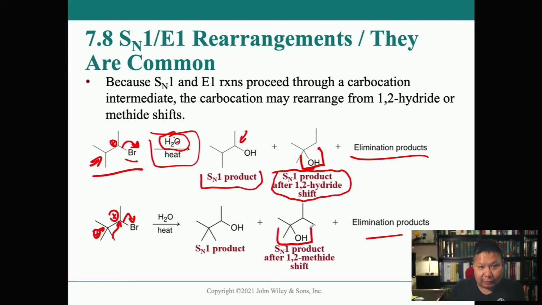And that's how we end up with this shift there, where the hydroxyl, or the alcohol, or the water, goes and does a nucleophilic attack on this carbocation instead of this carbocation, because it can happen right after the methide shift. The nucleophile can attack right after the methide shift.